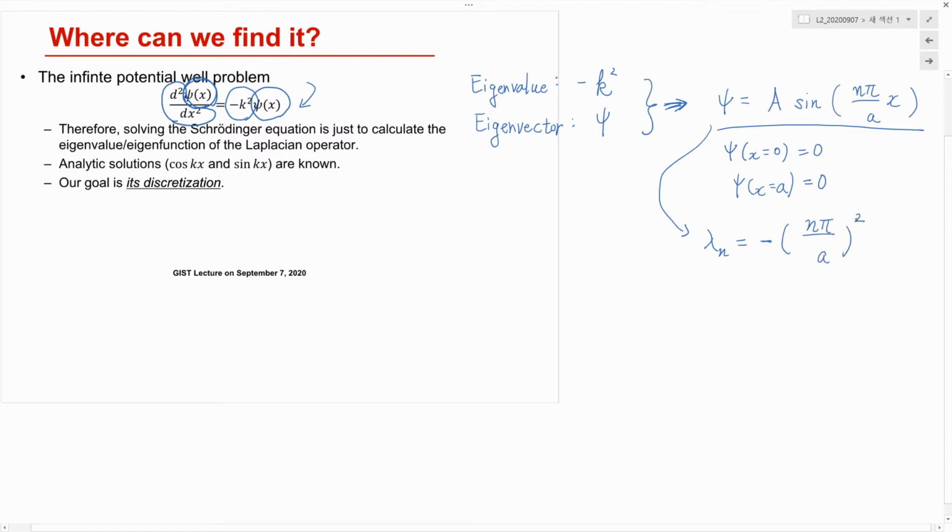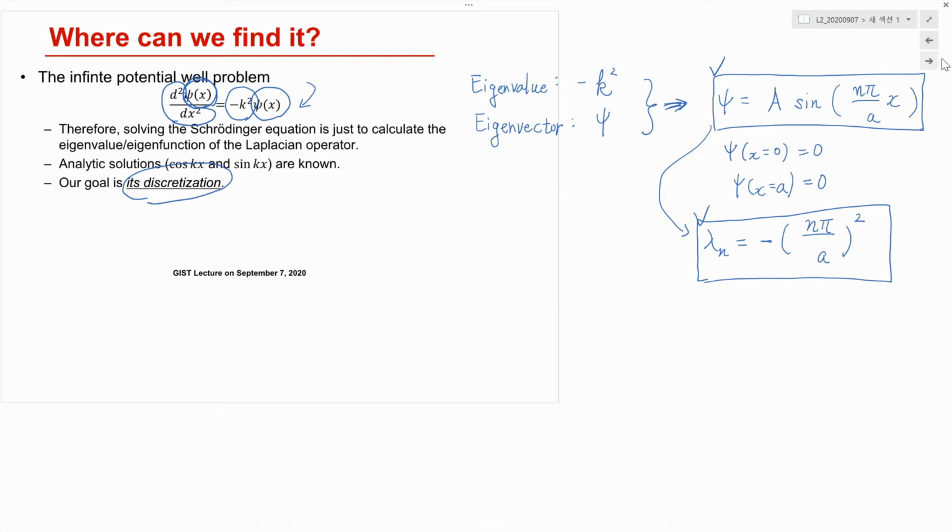So in this lecture, we want to calculate the same solutions like this, the eigenvector and eigenvalue, by using a computer program. So our goal is discretization. How can we discretize it? That is our question.